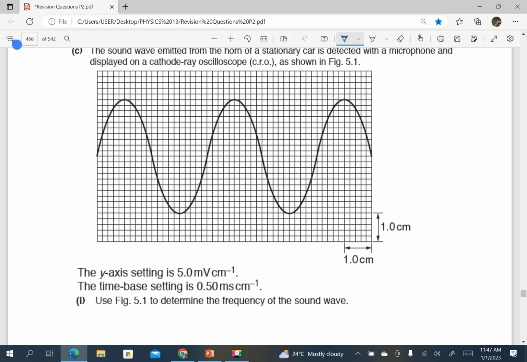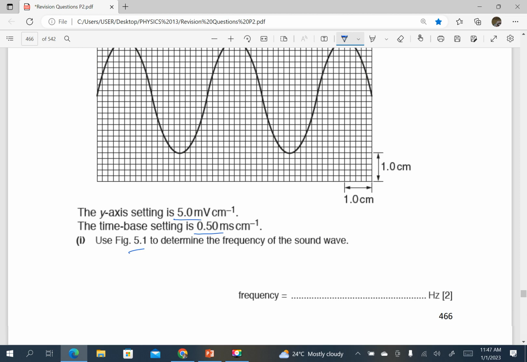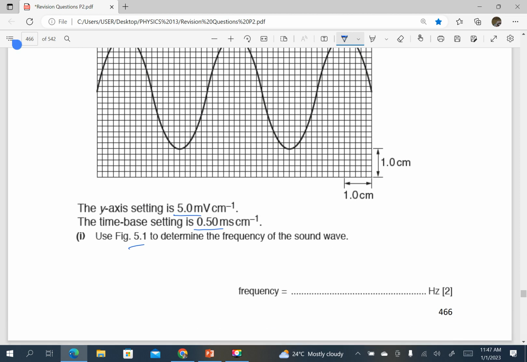The y-axis setting is 5.0 millivolts per centimeter. The time-based setting is 0.50 milliseconds per centimeter. Use figure 5.1 to determine the frequency of the sound wave. Of course, to find frequency, we need the period. We need to find the period.